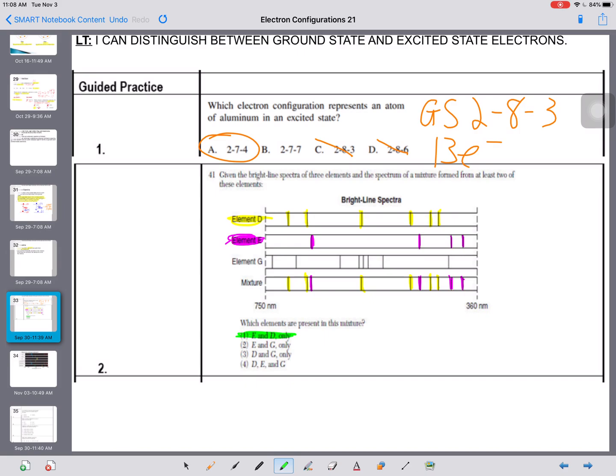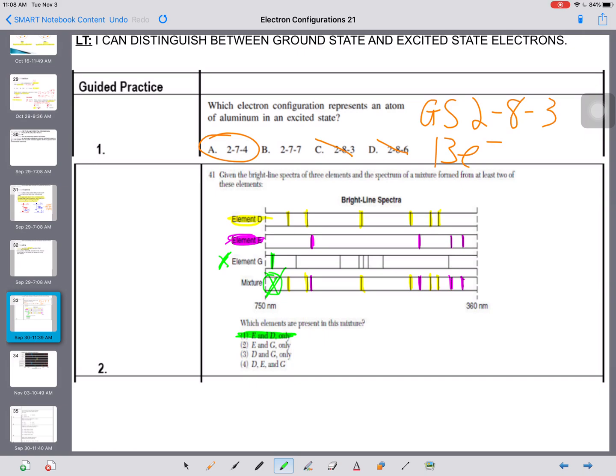Now, let me show you what it looks like when an element is not present in the mixture. For example, starting with element G, this line here is nowhere to be found in the mixture. There is nothing here. So right away, element G is not present in the mixture. All it takes is one line to not be there. There can be other lines that match up, but all you need is one line to not be there, and that element is not present in the mixture.